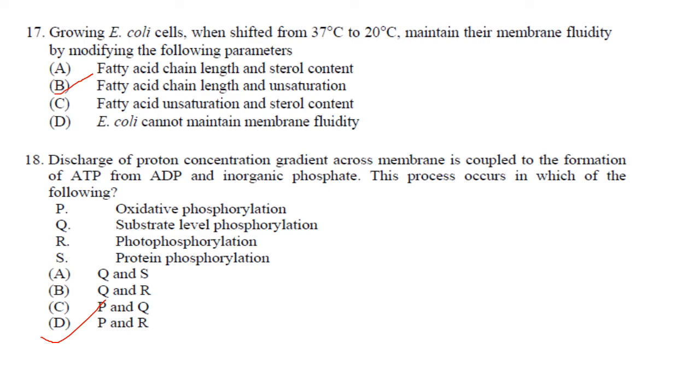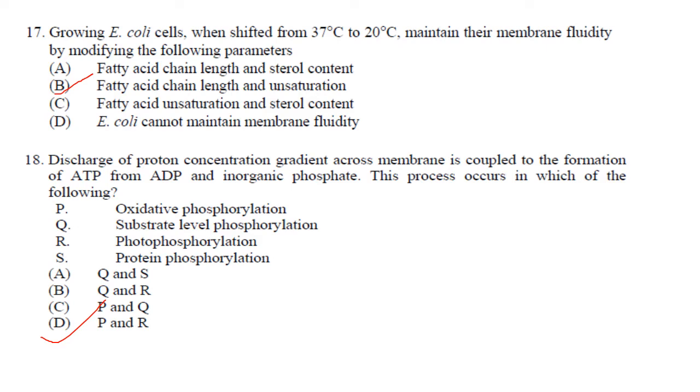Next one. Growing E. coli cells, when shifted from 37 degrees to 20 degrees, maintain their membrane fluidity by modifying the following parameters. Option A, fatty acid chain length and sterol content. Option B, fatty acid chain length and unsaturation. Option C, fatty acid unsaturation and sterol content. Answer is option B, fatty acid chain length and unsaturation.